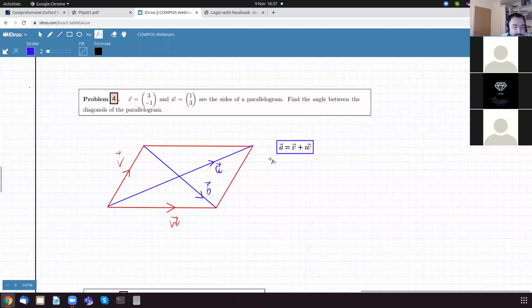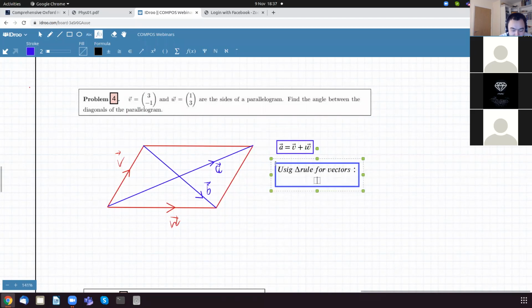Using the triangle rule for vectors, we can say that vector W is equal to V plus B. W is V plus B. Therefore, B is equal to W minus V.